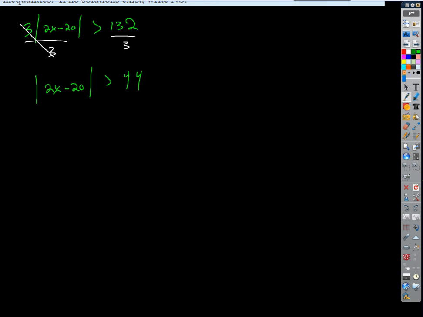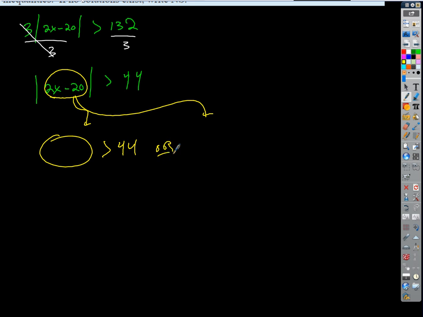So this is the one where we're going to pick only the extreme values, numbers that are bigger than a positive value or less than the negative value. So we make the trade. Whatever's inside either has to be greater than positive 44, big and positive, or whatever's inside has to be less than negative 44. It's got to be really negative, big and negative.